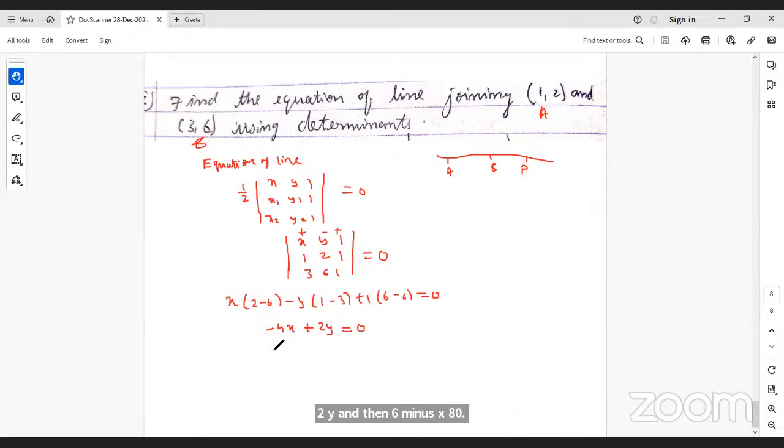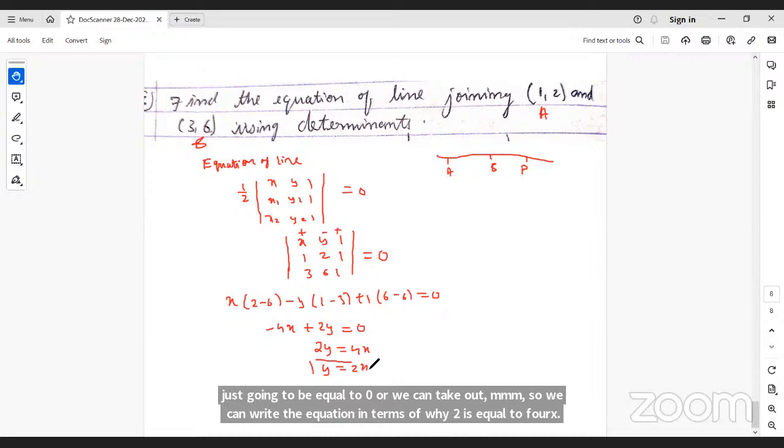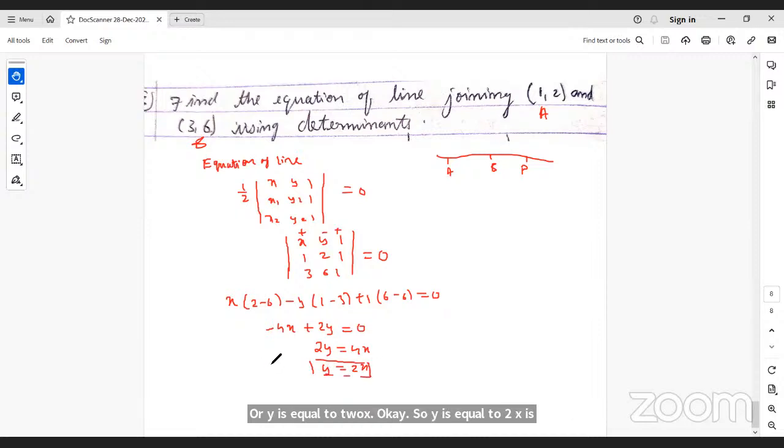We can write the equation in terms of y: 2y is equal to 4x, or y is equal to 2x. So y is equal to 2x is the equation of the straight line. Simple. All the three examples we have discussed are based on the same formula, that is the area of a triangle. And finally now we will be discussing a 4 mark question on this.